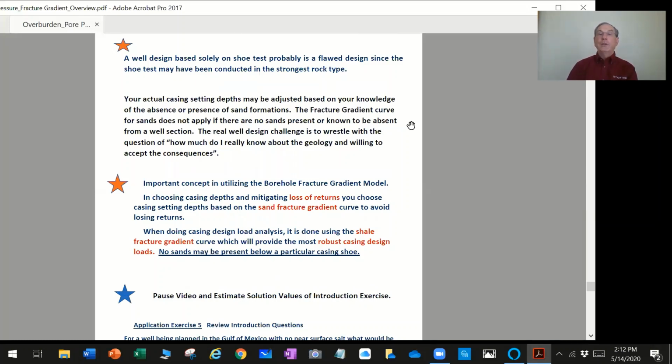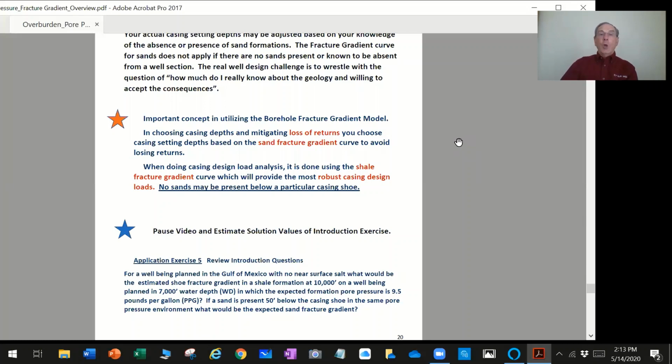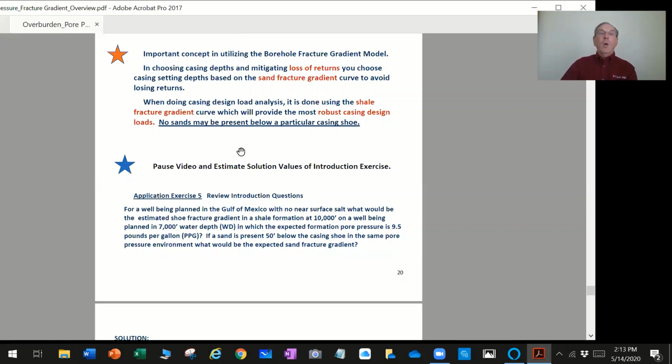really know about the geology and am I willing to accept the consequences, because nature is going to do its thing based on what's there. So the two principles that we use in well design are choosing casing setting depths and mitigating loss of returns. You choose casing setting depths based on the sand fracture gradient curve to avoid losing returns. I've already described that. But on the other hand, when we're doing casing design load analysis, it's done using only the shale fracture gradient curve, which will provide us the most robust casing design loads.